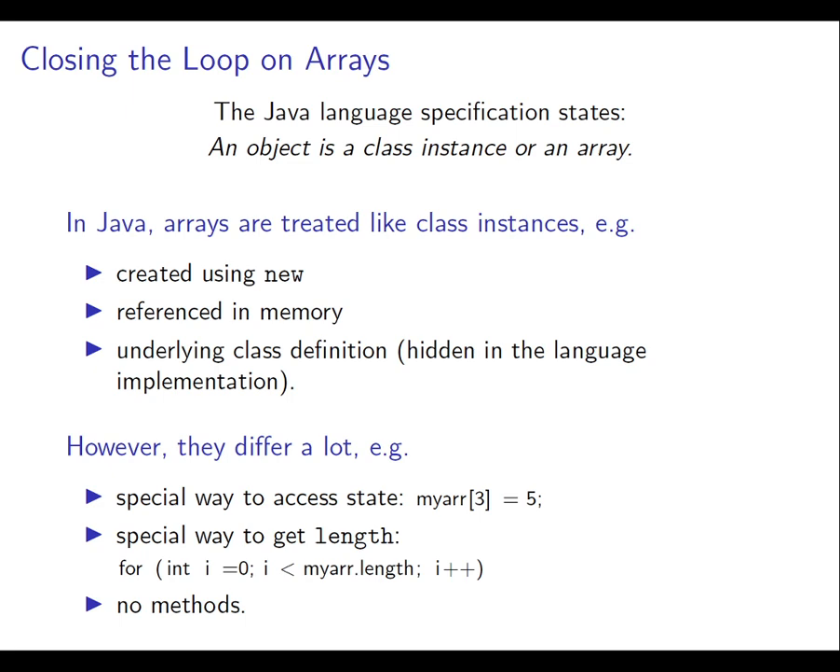They differ a lot. Some of these ways are obvious. So you've seen the square bracket notation for accessing elements of arrays, and there's nothing similar to that for classes. That's just for arrays, okay?